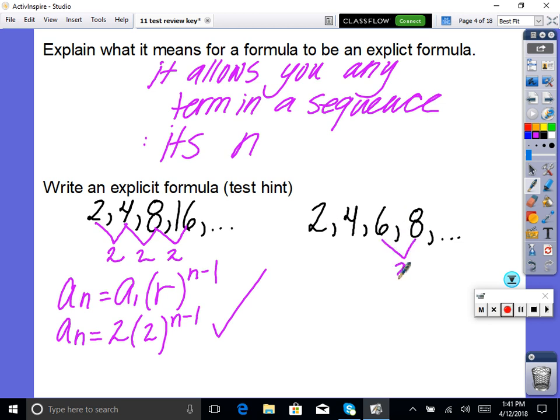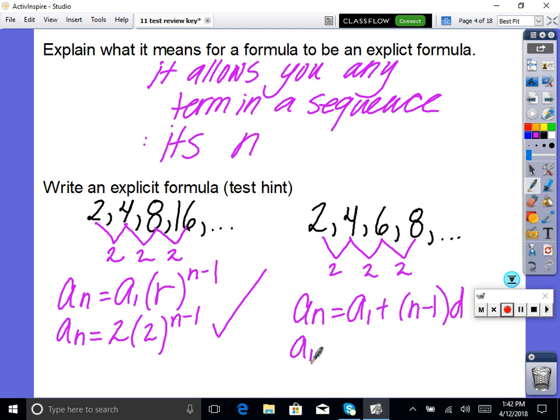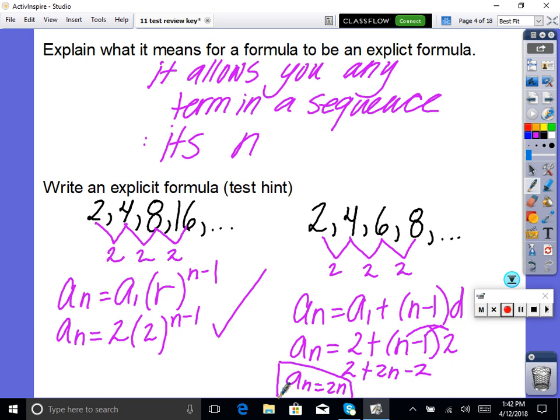So now looking at this one, there's a common difference. This minus this is 2, this minus this is 2, this minus this is 2. It's arithmetic. So our explicit formula, because this example was arithmetic, would be a sub 1 plus n minus 1 times d. Plug in what you know. A sub n is equal to a sub 1 was 2 plus n minus 1 times 2. Distribute 2 in. So we would have 2 plus 2n minus 2. So our formula here would be a sub n is equal to 2n. So there's our explicit formula for arithmetic. So make sure you have them memorized for both geometric and arithmetic for the test.